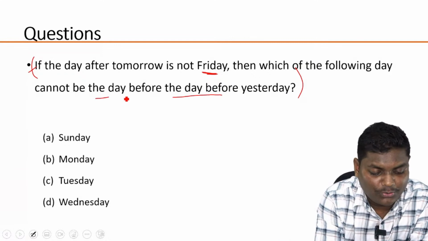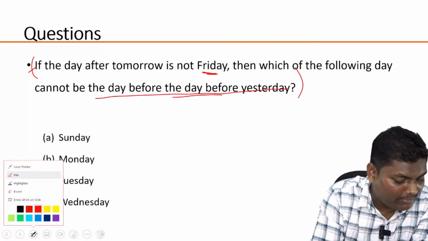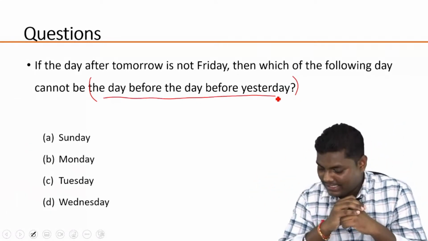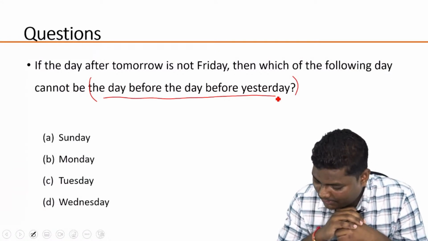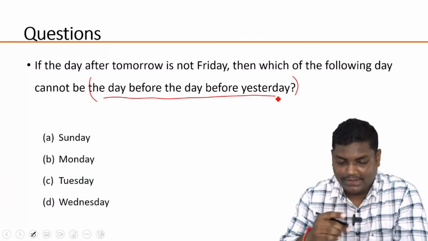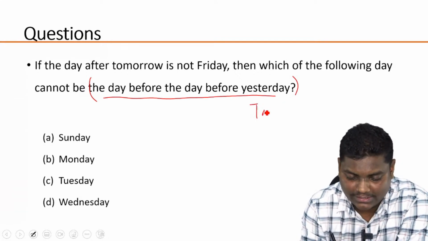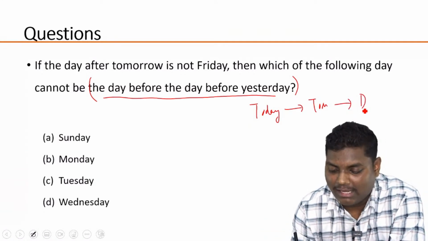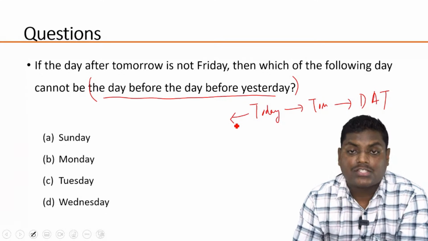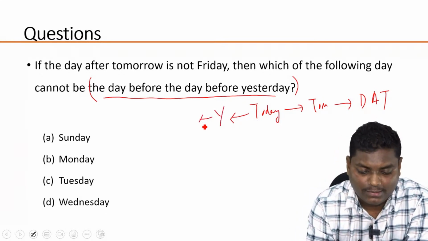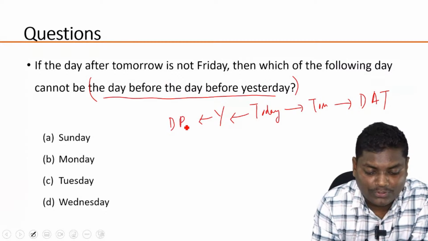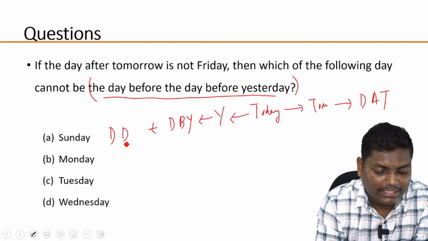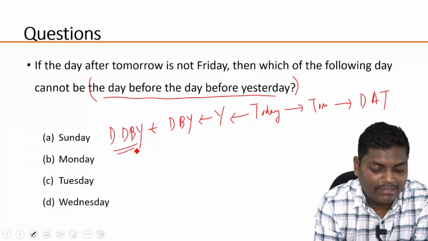See, you all focus on this line. The day before yesterday. This is important. Just check your answers again. See, if today is this, then the next day is tomorrow. The day after this, I'm writing, is day after tomorrow. Just one day before today is yesterday. One day before yesterday is day before yesterday. And it is asking day before yesterday. I'm representing it as DBY, day before yesterday.